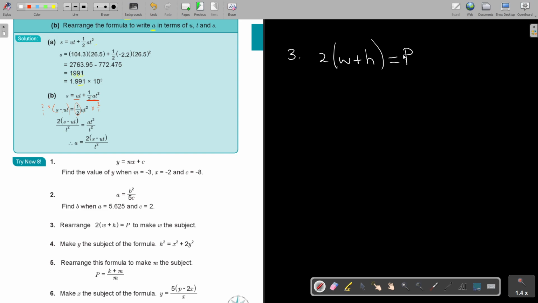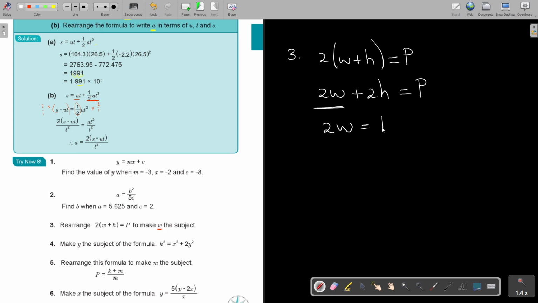Just always check what they say must become the subject: w. Okay. Now, before I do this, I first multiply out the brackets. So 2w plus 2h is equal to P. So get that term first alone.